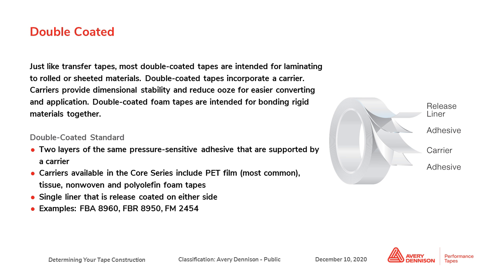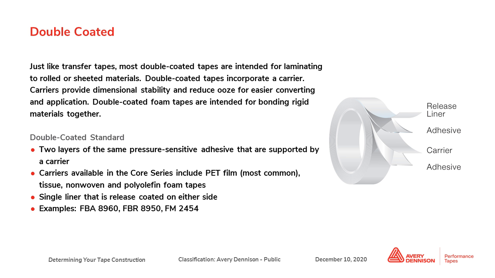Okay, this double-coated foam tape can be die cut out. It can be applied to the back of a soap dispenser. The liner can be removed, and then it can be applied to the wall. And you want this foam for bonding rigid materials together because it has gap-filling properties.